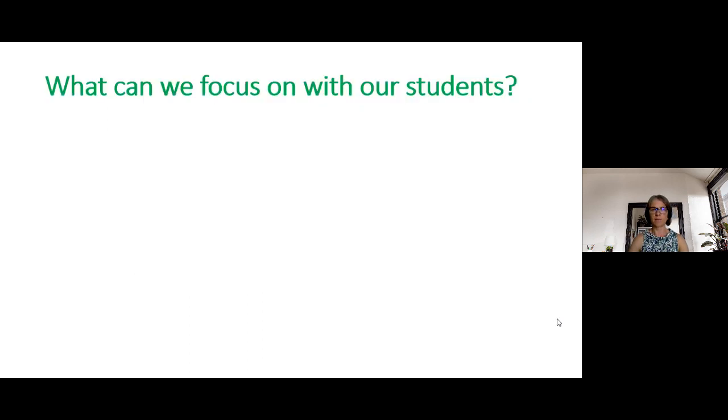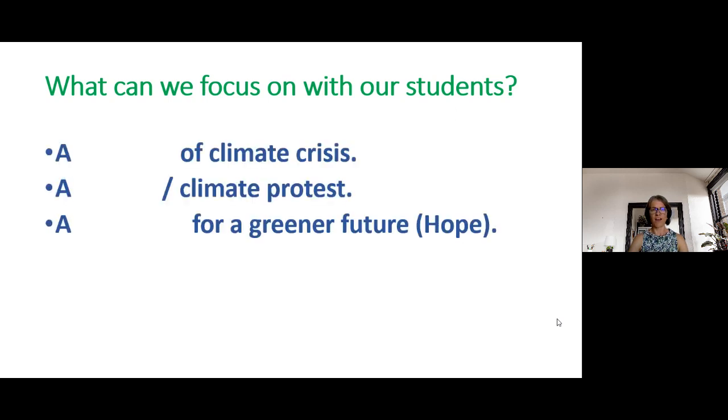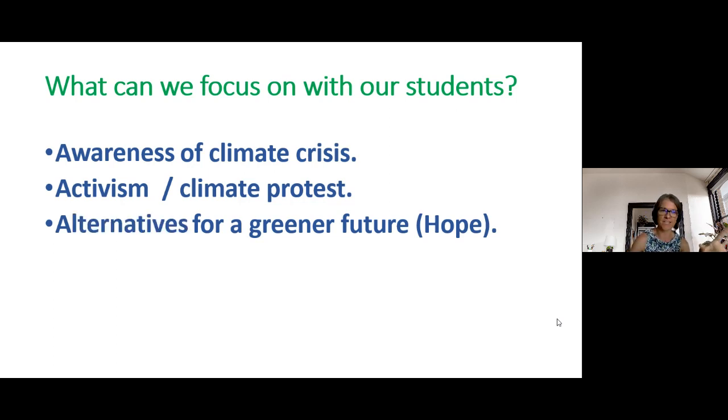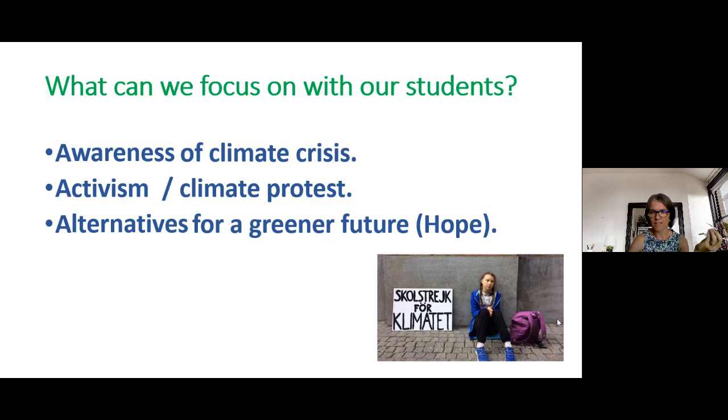So, what can we focus on with our students? I'm going to condense this down to 3 A's. Awareness of the climate crisis, tell them what's happening. Activism and climate protest is the new angle that is very interesting. And always talk about alternatives for a greener future and hope, because we want our children to have hope, even if the future does look actually very dark. Now, and there is Greta Thunberg down there.